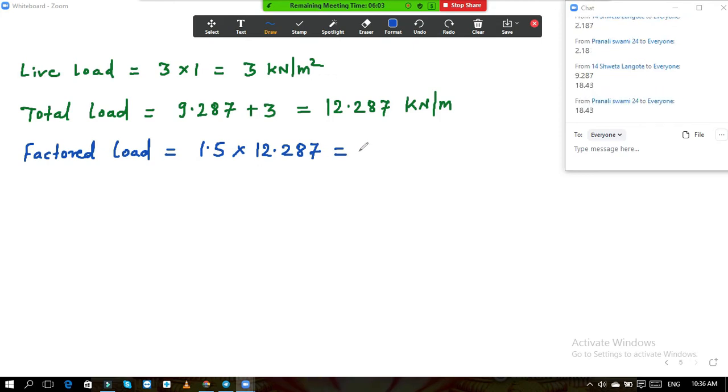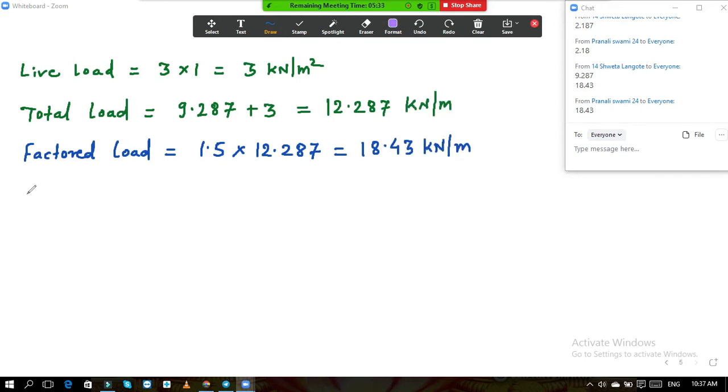18.43. Okay, so it is 18.43 kilonewton per meter. This is the load which is acting on the going length. We have not considered the landing in this load calculation. Now we will consider the loading on the landing slab.